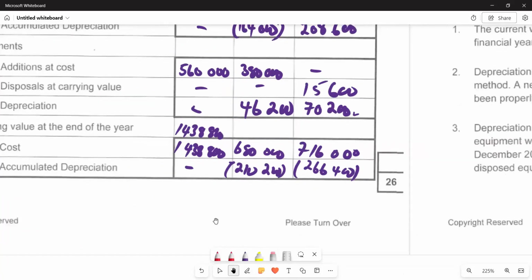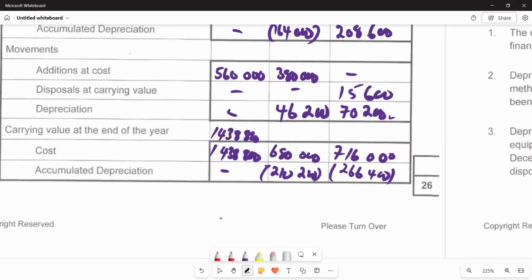At the middle there, where we put our vehicles, we say 680,000 minus 210,200, we're going to get 469,800. Then 716,000 minus 266,400, we're going to get 421,600. So this is what we have in terms of the calculations of carrying value now at the end, which is the final part of the calculation.